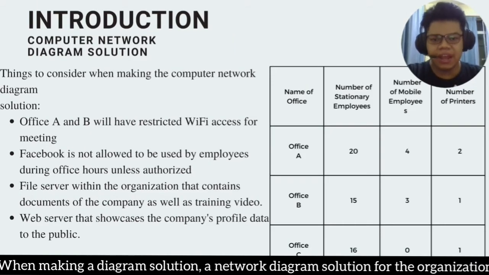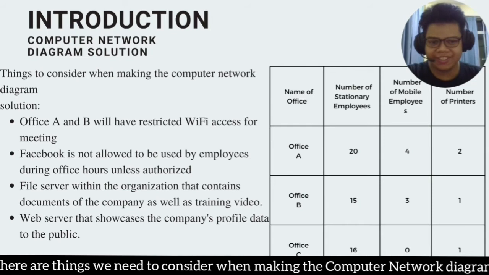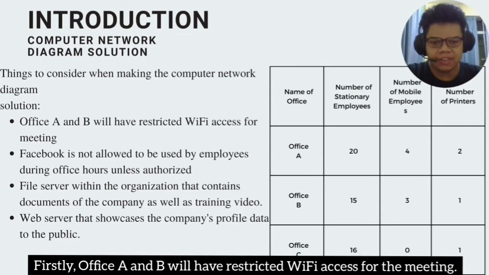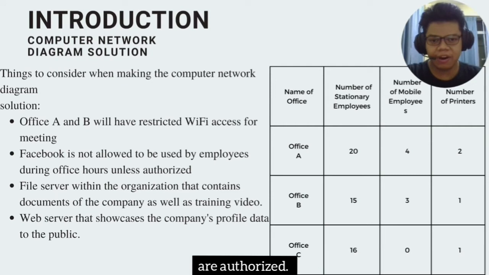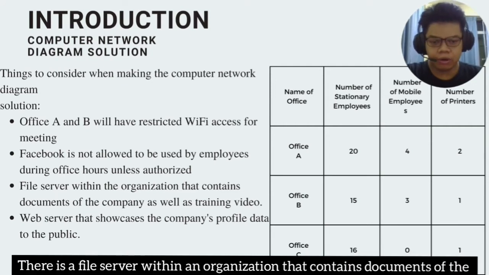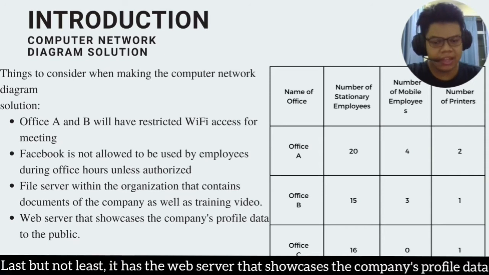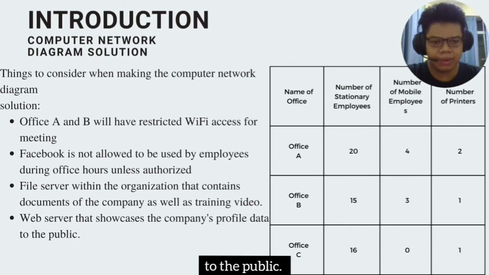When making a network diagram solution for the organization, there are things that we need to consider. Firstly, Office A and B will have restricted Wi-Fi access for the meeting. Facebook is not allowed to be used by any employees during office hours unless they are authorized. There's a file server within the organization that contains documents of the company as well as training videos. Last but not least, it has a web server that showcases the company's profile data to the public.